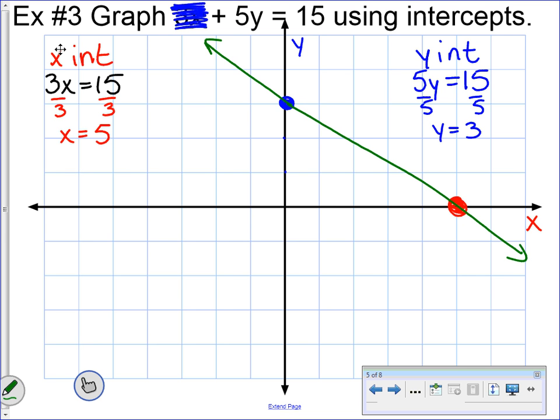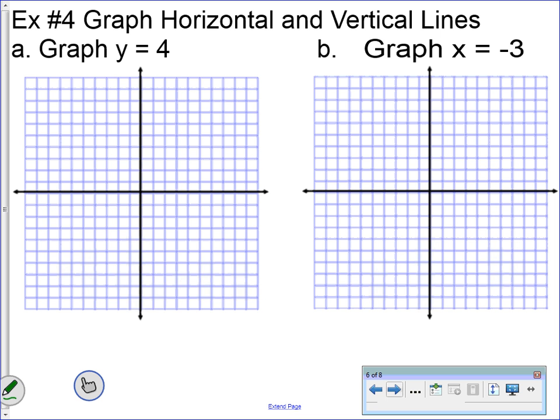All right, next slide. Now, before we go on and do 2 more examples, let's take a look at horizontal and vertical lines. A horizontal line and a vertical line only have one variable in their equations. If you notice, in the first one, we have y equals 4. So we're going to go up the y-axis to the number 4 and put a dot.